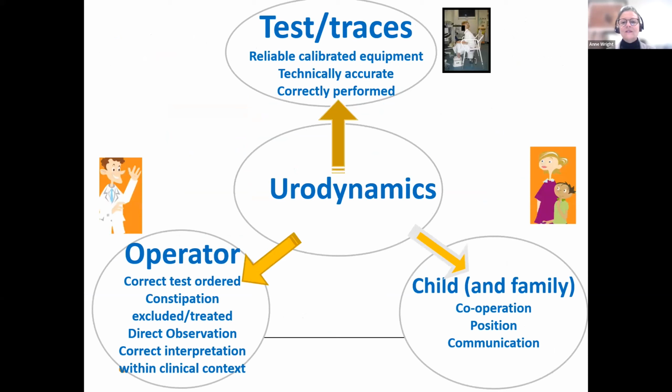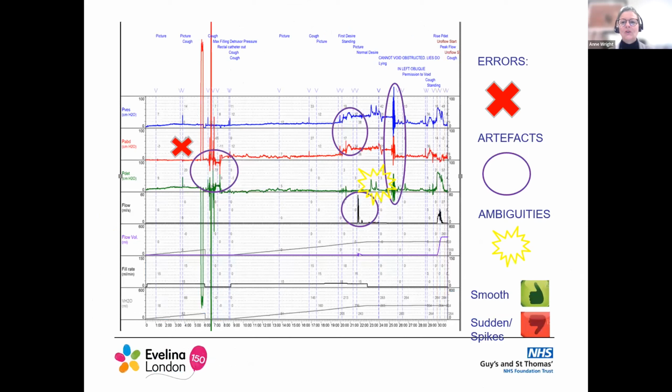Right, so as has already been alluded to, of course, urodynamics is this complex interplay of the child and their family, the operator, and the machinery, the tests and the traces. And of course, in order to get the answer to the clinical question that we're actually asking, all three of these have to come together seamlessly to give an answer. And of course, there are various places where things can go wrong.